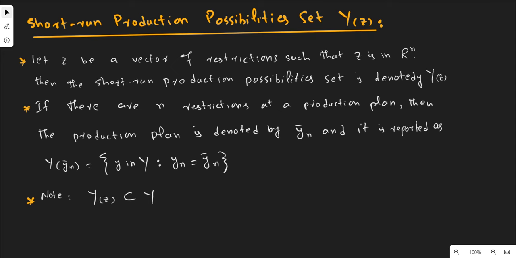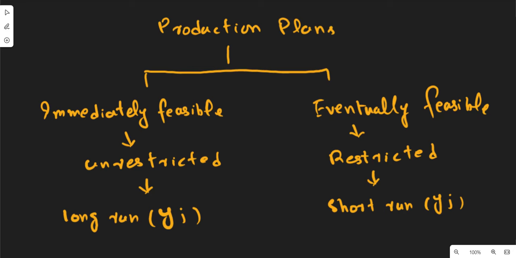Well, in this lecture video, we are going to discuss the short run production possibility set. As we know, the production possibility set consists of production plans, right? This is from the previous video. And production plans can either be short run or long run.